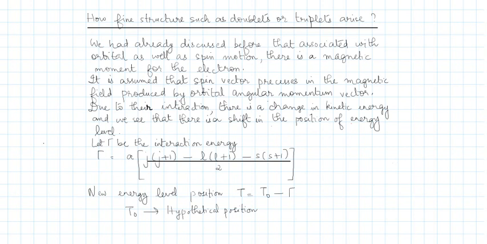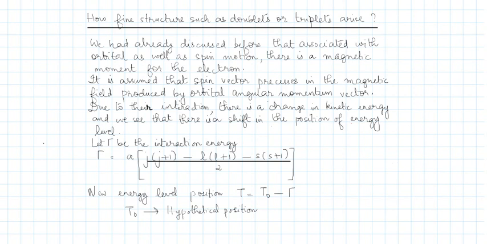If we say it in very simple words, we can just assume that the spin vector precesses in the magnetic field produced by the orbital angular momentum vector. What does that mean? Just now I mentioned that there is a magnetic moment associated with orbital motion of the electron. What do you mean by a magnetic moment? Magnetic moment is an indicator of the strength of the magnetic field produced due to orbital motion of the electron. So, when I am saying there is a magnetic moment associated with the orbital motion, I mean that a magnetic field is being produced due to orbital motion of the electron.